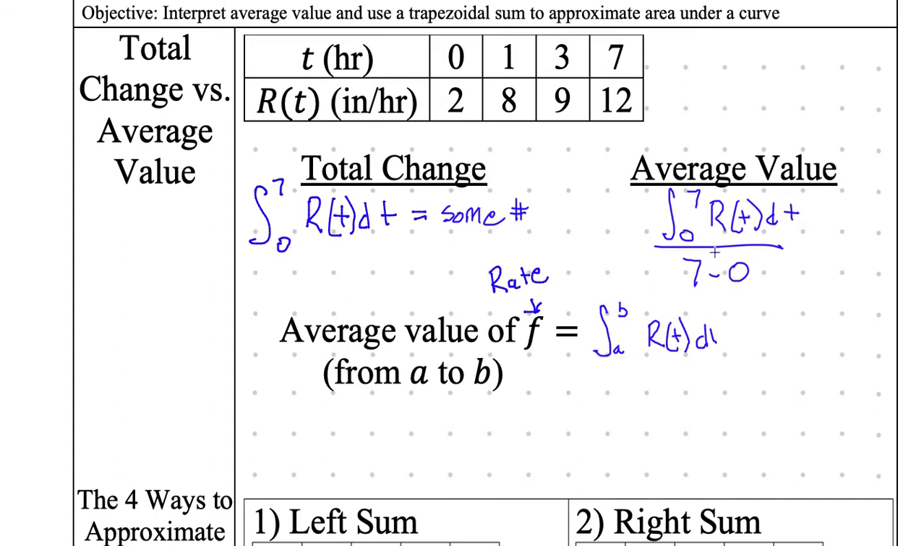Oh, I was copying it down too verbatim. F of t dt all over b minus a. And again, I told you that I can sometimes write this 1 over b minus a, the integral, the same thing from a to b of capital F of t dt. They're the same formula. So that's the only new thing that I'm going to be teaching you so far.